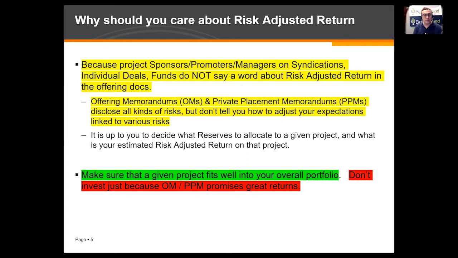So offering memorandums, private placement memorandums, disclose all kinds of risk, but they don't tell you how to adjust your expectations for these risks and how to compute the wonderful risk-adjusted return. It's a real return that you should expect from the project, accounting for the risk involved. And it's really up to you to decide how much reserves to set aside. If they're promoting you 20% return and your loss reserves on that project should be 15%, your real return is only 5%. That's the whole problem, is that they'll never tell you how to compute it. It comes up to you. They just paint the pretty picture.